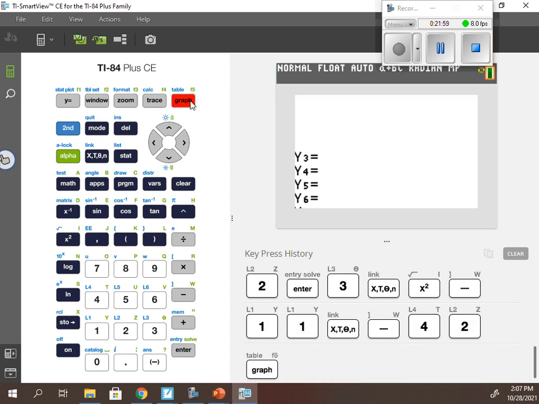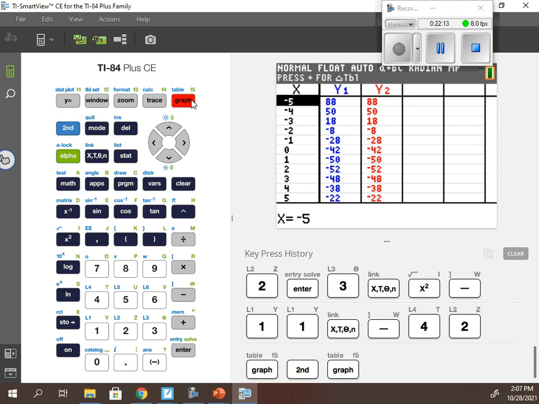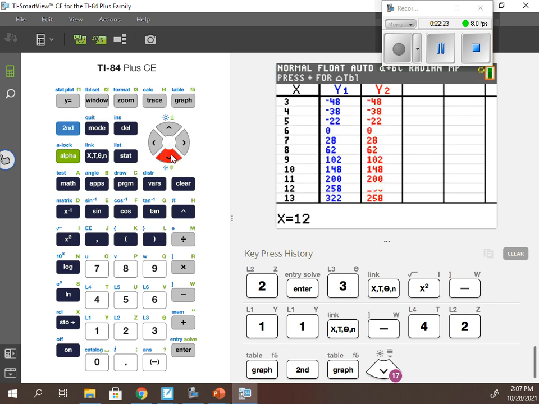But if we type them both in and hit graph, there's the first one that we typed in, and there's the second one. Well, they just covered each other up, didn't they? If we go second graph and look at the table, well, the y values are the same. And there's one of the values at 6, yes? We did see it cross one more spot.